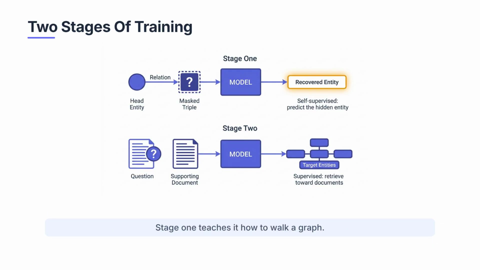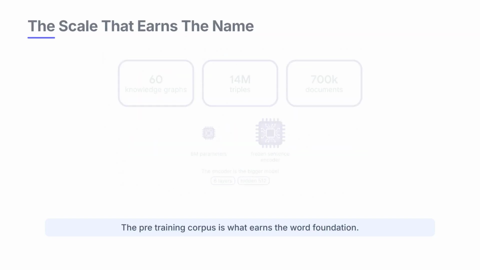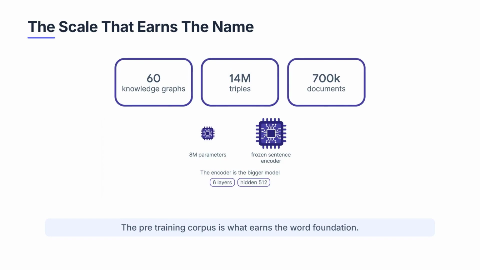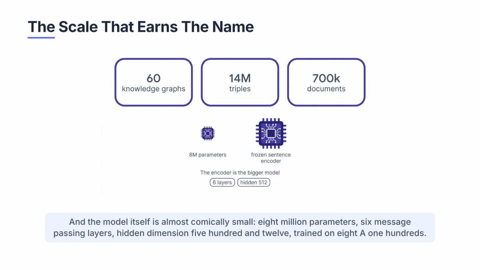Stage 1 teaches it how to walk a graph. Stage 2 teaches it how to walk toward documents. The pre-training corpus is what earns the word foundation. 60 knowledge graphs, over 14 million triples, 700,000 documents. And the model itself is almost comically small.